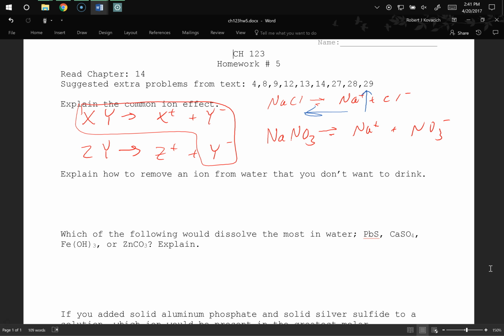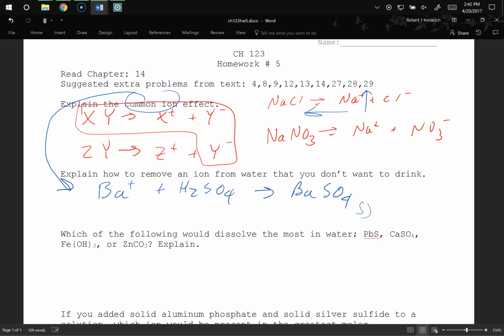Explain how to remove an ion from water that you don't want to drink. So you could use the common ion effect. So if I've got barium sitting in the water, what could I do to get rid of it? Add some sulfate. So I could put in some sulfuric acid. When I do that, I'm going to end up with some barium sulfate here. And if I put enough of the sulfuric acid in, then this here is a solid, and all the barium that's an ion, in aqueous form, is going to be removed and turn into a solid.